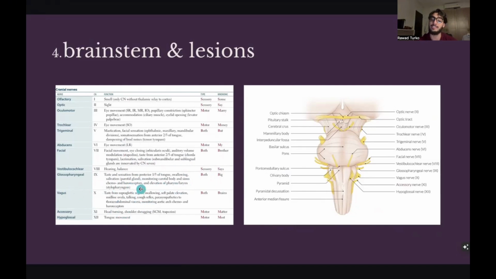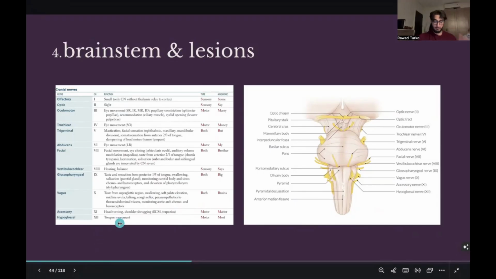Vagus is for taste from the supraglottic region, swallowing, soft palate elevation, uvula, talking, cough reflex, and very importantly, parasympathetic to the thoraco-abdominal viscera, and monitoring the aortic arch chemoreceptors and baroreceptors. So things like tachycardia, bradycardia, and things like gut motility, or sorry, stomach, gastroparesis or things like that are affected with the vagus nerve.